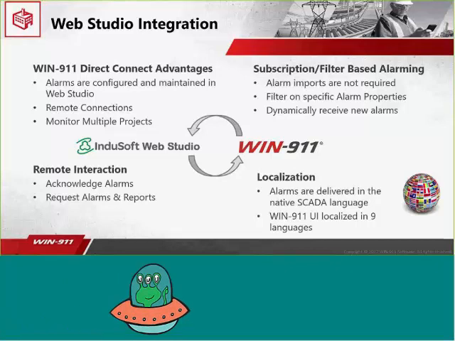Another advantage of our direct connector or data source is that we can do remote connections to your project. We're utilizing the TCP/IP server that's built into Web Studio, so because of that, we can connect through the network. We can also run on the same box as Web Studio. You don't have to run this on a separate machine. And we can also monitor multiple projects, so you can have one WIN911 system monitoring several different Web Studio projects at the same time. If you had 3 projects, instead of having 3 WIN911 systems, you'd have one, and you can monitor all 3 of them with that one WIN911 system.